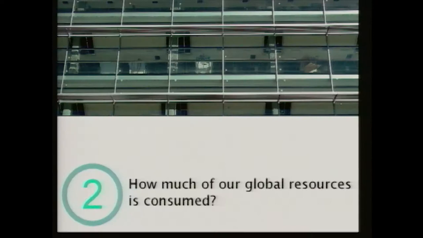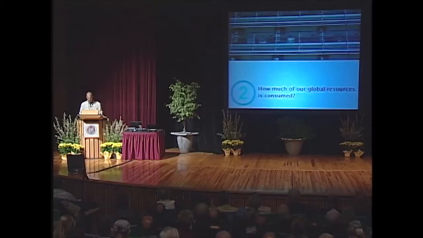Let's go to question two. How much of our global resources is consumed? I've touched a little bit on a few consumption issues, but let me be a little bit more specific. Let's start with the US construction industry. The construction industry is this vast, messy thing of 220,000 separate businesses, most of them 1-, 2-, 3-person firms. That represents more than $600 billion in annual revenue and employs roughly 2 million people.